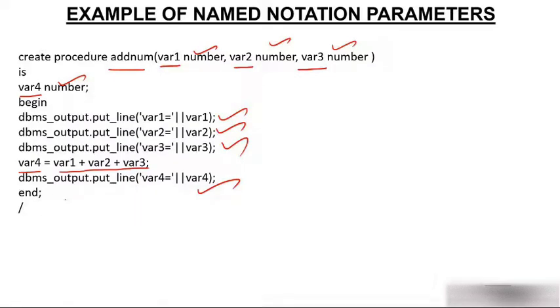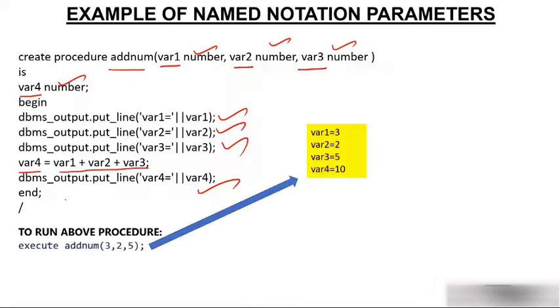Okay. So what will happen? To run the above procedure, we execute add num. What is this method? Positional notation. This is not named notation. The moment you run this, 3 will be passed to variable 1, 2 will be passed to variable 2, and 5 will be passed to variable 3. It will print variable 1 equal to 3, variable 2 equal to 2, variable 3 equal to 5, and then it will add 3 plus 2 plus 5, which is 10, and variable 4 is 10. So you will get this answer.